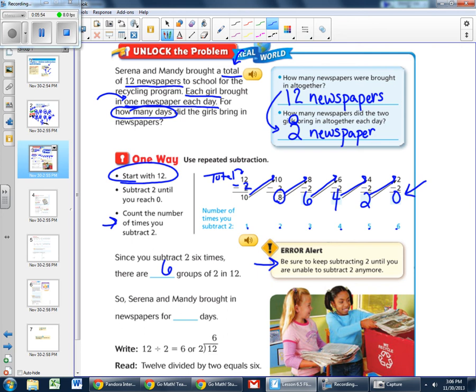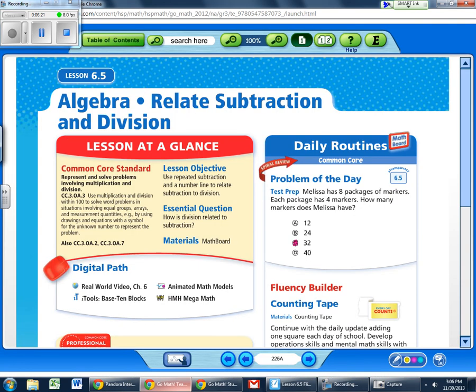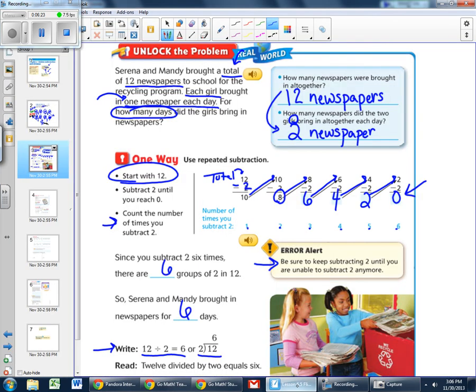Okay? So Serena and Mandy brought in newspapers for 6 days. To write that as a division problem, you can do it these two ways. 12 divided by 2 equals 6, or using the divisor bar, putting 12 inside, divide it by 2, you get 6. So you read it as 12 divided by 2 equals 6. Okay. Again, using the repeated subtraction, over and over again, minusing back 2 that you started with.